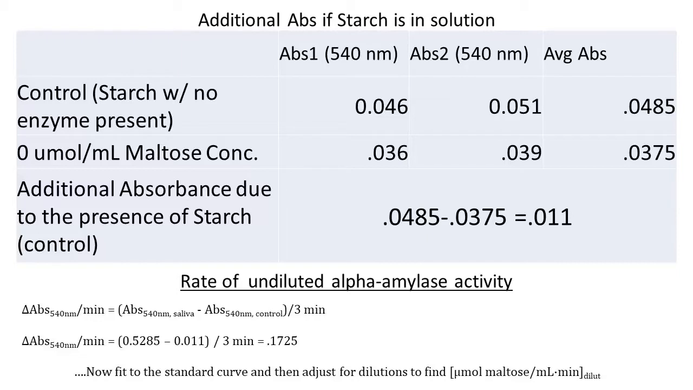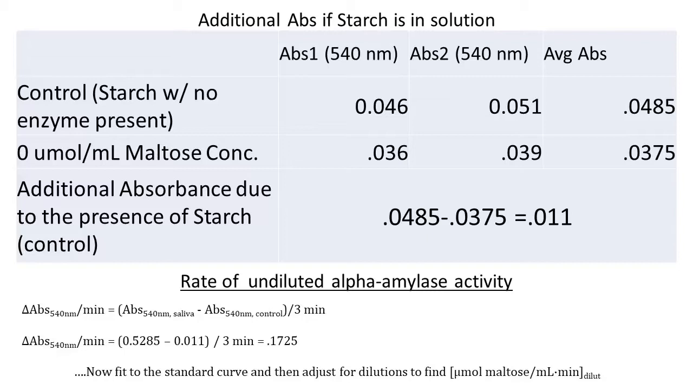So again, take another glance at those test tubes. It's obvious that we got little to no activity for the controls, as well as our 1 to 100 and 1 to 1000 dilutions. So here is a larger view of the table that we were looking at earlier, essentially subtracting out our 0 micromole per milliliter maltose concentration from our control.